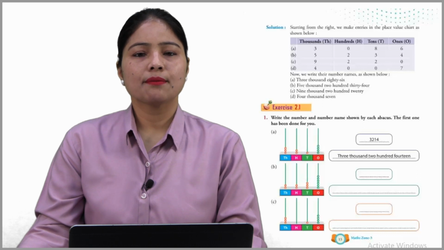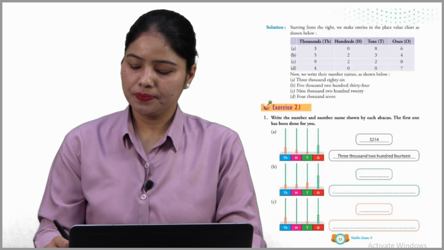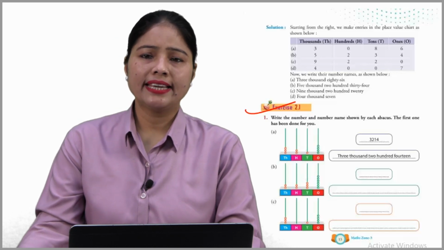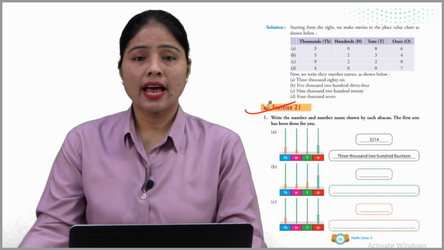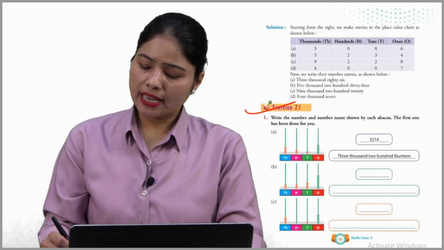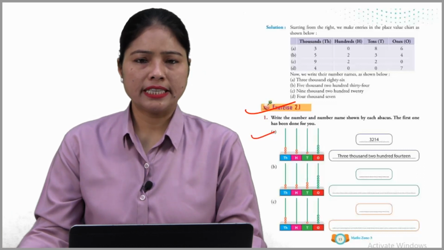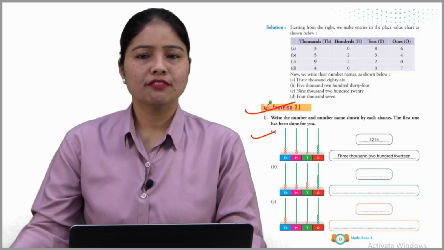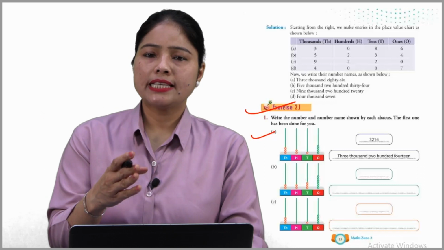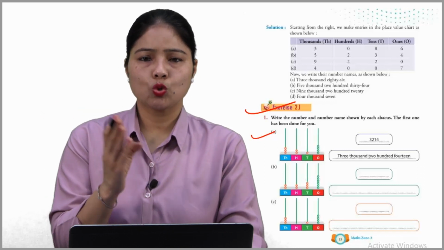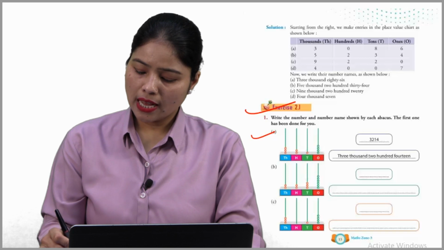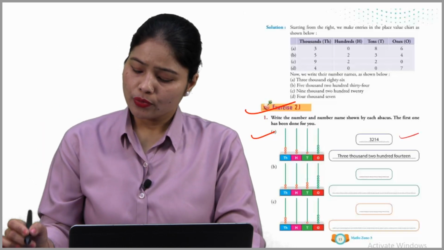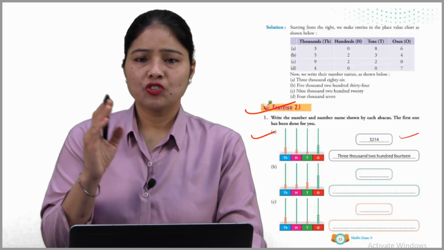Now exercise number 2.1. Write the number and the number name shown by each abacus. The first one has been done for you. यहाँ पर एक abacus गिवन है बच्चों, इसमें beads गिवन है. So how many beads are there? So on 1's place 4 beads is given, 10's place 1 bead, 100 place 2 is given, and on 1000 place 3 beads is given. So how we will just write it?